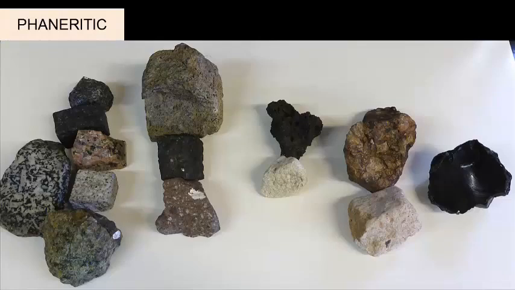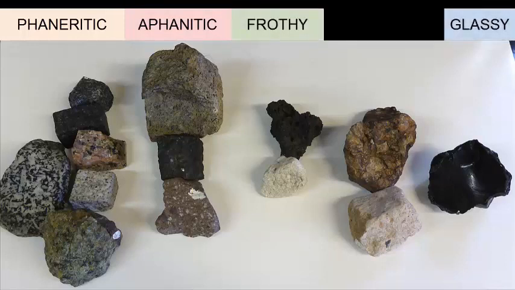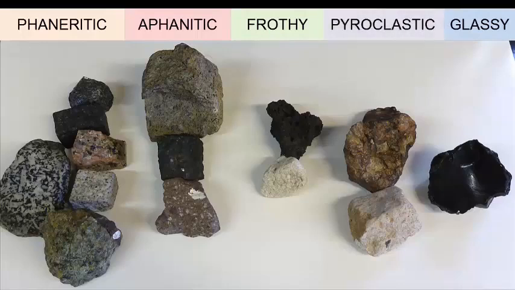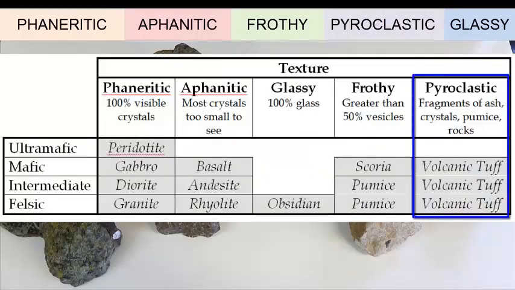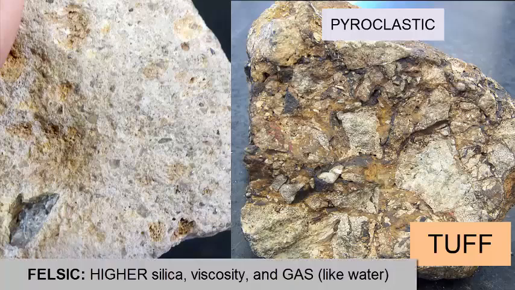Phaneritic, 100% of crystals big enough to see without a hand lens. Aphanitic, most of the crystals are too small to see. Glassy, frothy, and pyroclastic. Notice from the table that rocks with a pyroclastic texture are called volcanic tuff, regardless of their composition. However, we will find them more often in the felsic or high silica composition. Why? Remember, high silica means high viscosity. It also means higher gas content. The higher the gas content, the more likely an explosive eruption.